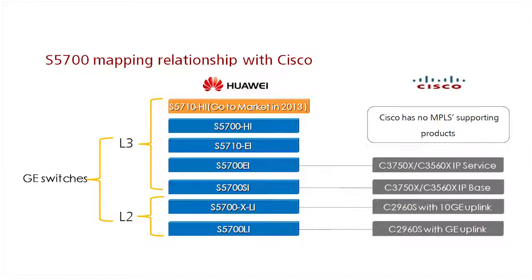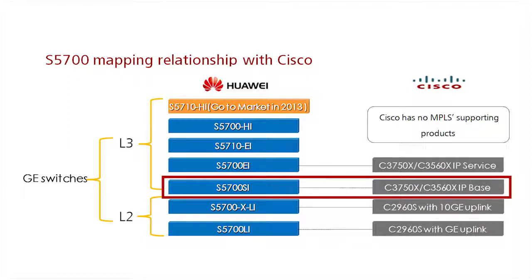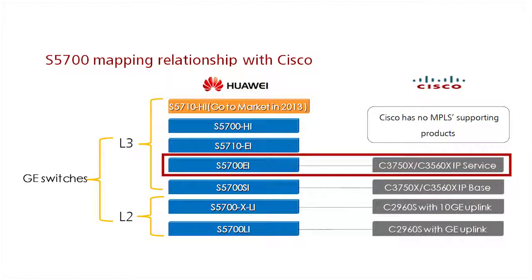Now let's look at the Layer 3 Gigabit Ethernet products. In that space, Huawei offers 4 sub-series that bring many more capabilities to the table than Cisco. Cisco offers the 3560X, which does not support stacking technology, and the 3750X, which does. Huawei's S5700 SI is quite similar to the Cisco 3000 with IP base software, whereas the 5700 EI is quite similar to the Cisco 3000 with the IP services version.